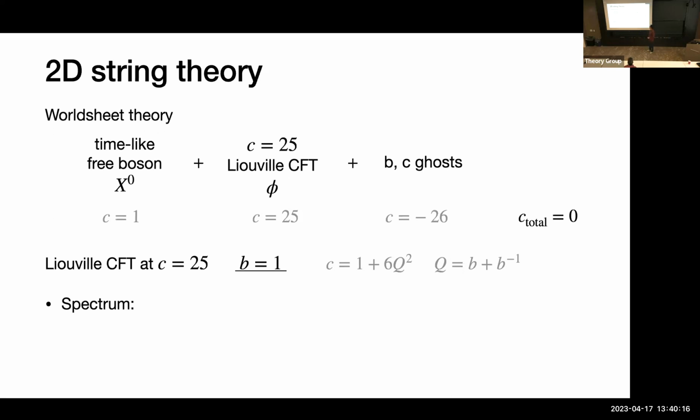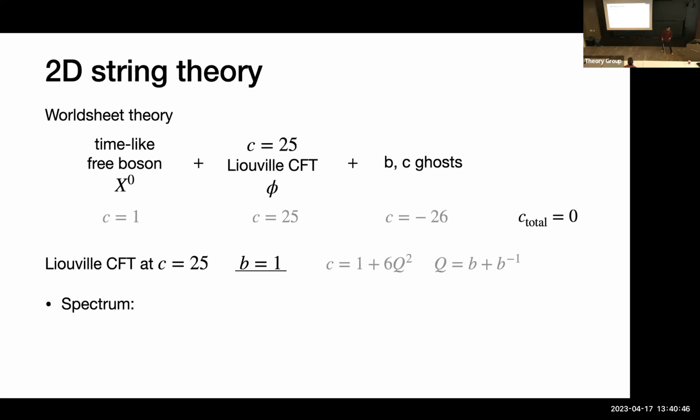To specify what the CFT is, for those who are familiar with Liouville CFT, we use the parameterization of the background charge Q, which is related to the central charge like this, in gray, and the background charge is related to the Liouville potential parameter b in this way. The relevant value here is b=1. For those who are familiar with the DOZZ formula and so on, this is a limit in which things simplify a little bit, not a ton, but a little bit.